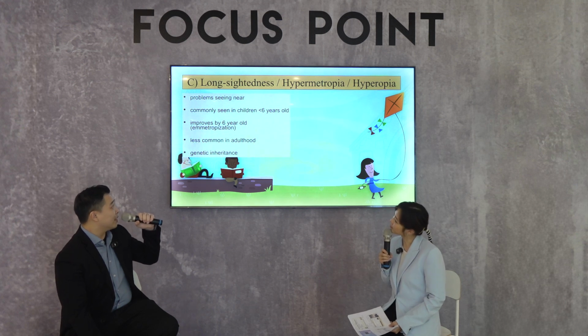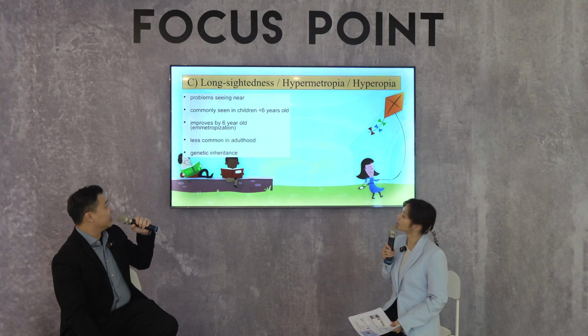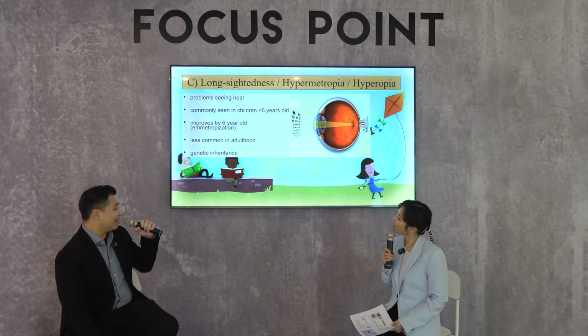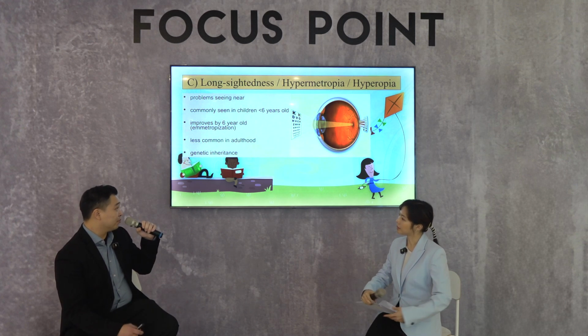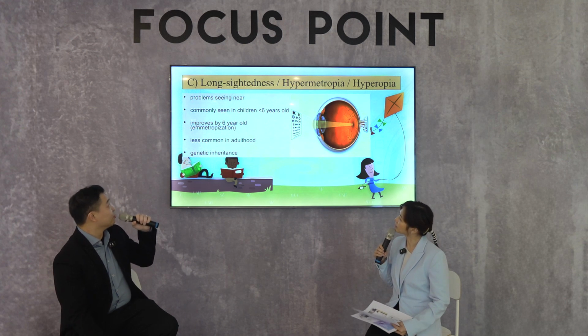Okay, so the third segment of the refractive errors will be on long-sightedness, or in other words, hypermetropia or hyperopia. This is a condition whereby a child has problems seeing near. Why does this happen? In a hyperopic eye, the eyeball is shorter than ordinary length. This results in an image being formed, focused behind the retina. Therefore, they are unable to see near clearly, but they are able to see far.